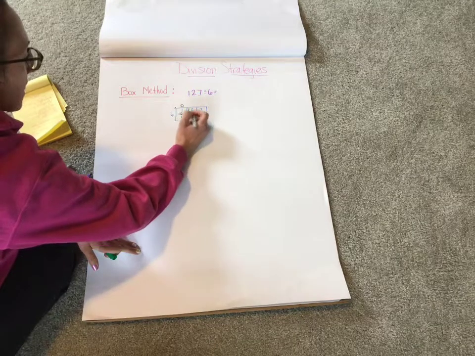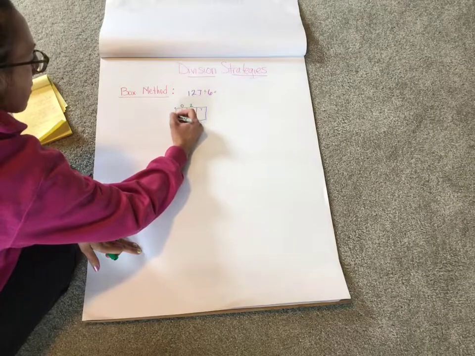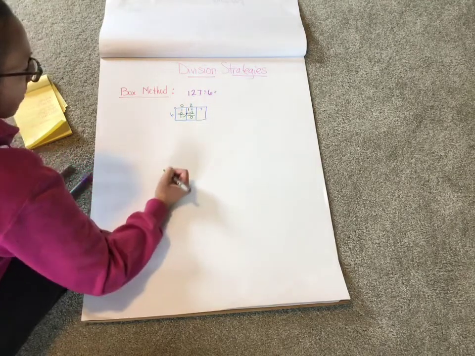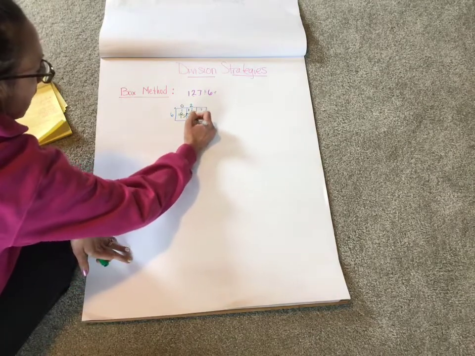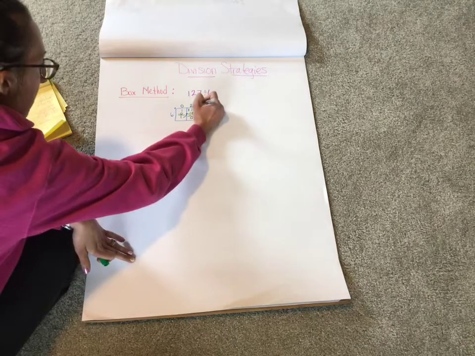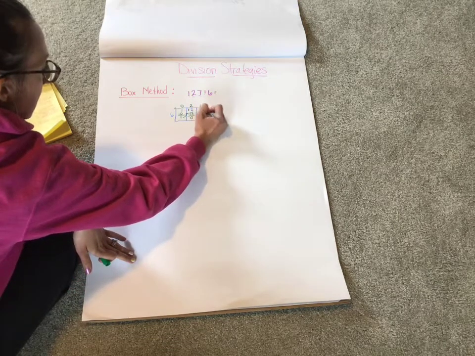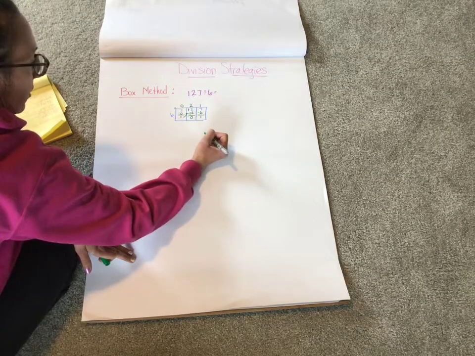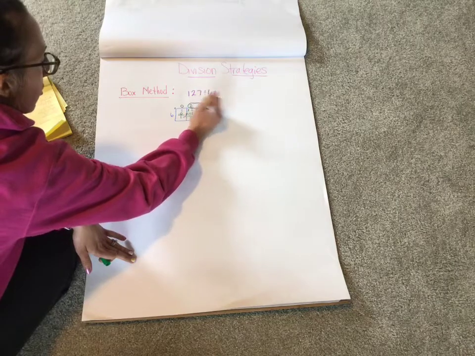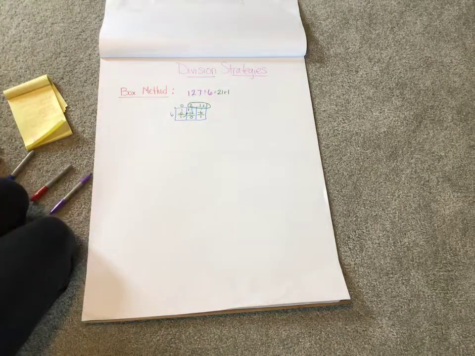Now how many 6's are in 12? There are 2. When I multiply 2 times 6, I get 12. When I subtract, I'm left with 0, so nothing to bring up this time. How many 6's are in 7? There is 1. 1 times 6 is 6. And when I subtract, I'm left with a remainder of 1. So 21, remainder 1 would be my answer.